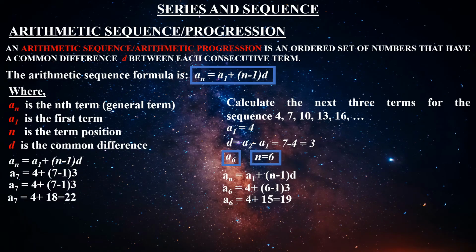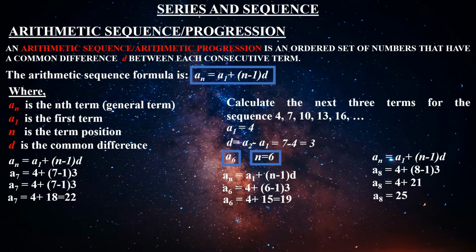You can see. And now let's find a8, right? That is going to be the last term, right? Because we're only going to find the next 3 terms of the sequence, right? So a8 is going to be 4, and it's going to be 8 minus 1, and the common difference is going to be 3, right? And if you do that, we're going to say 4 plus 21, and we're going to get 25, right?